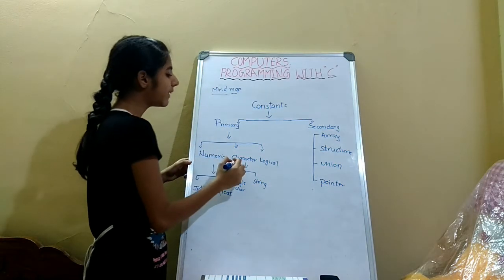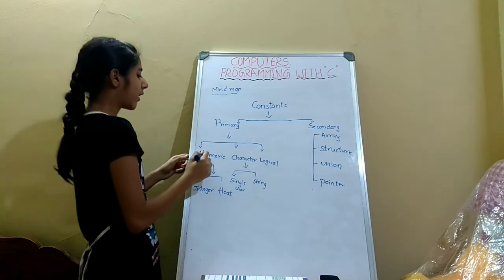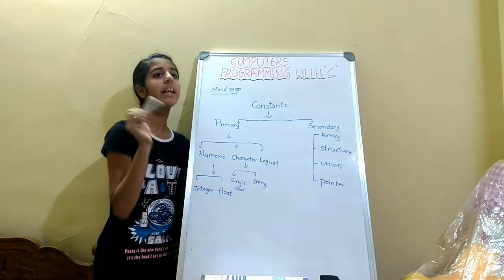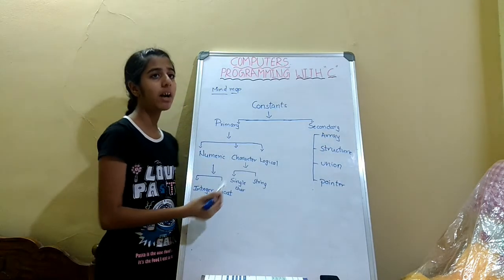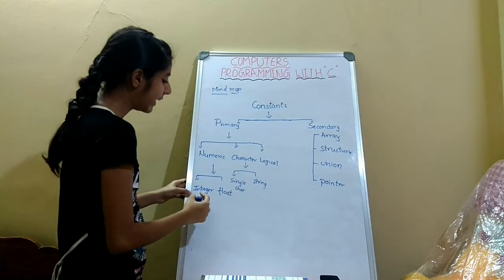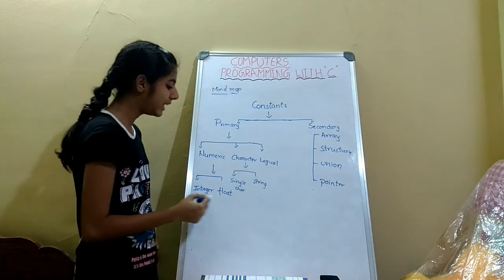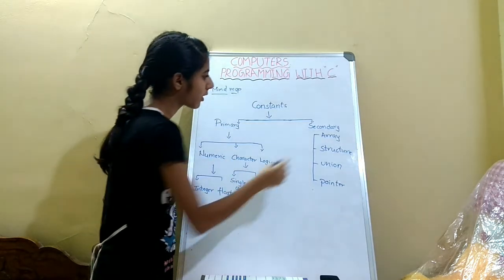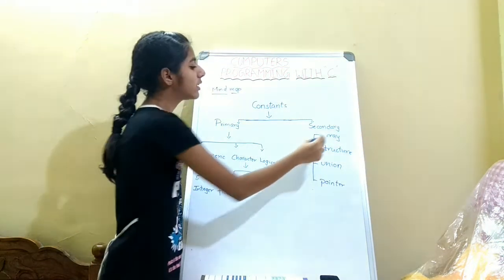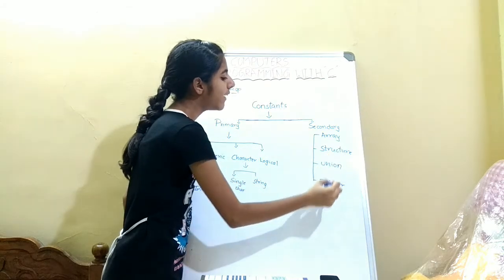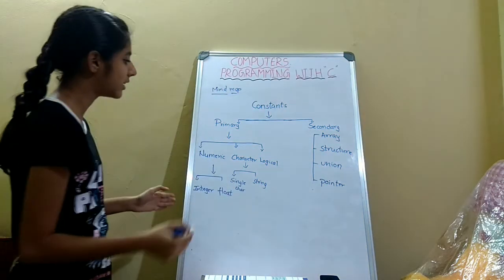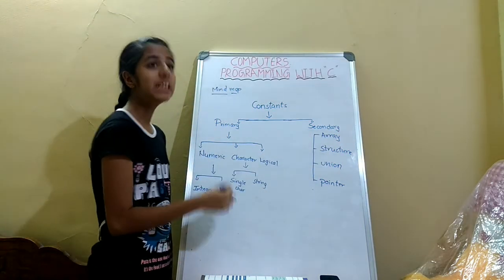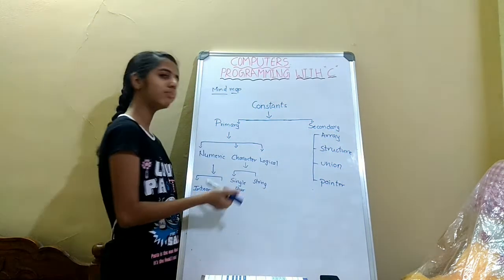In primary, numeric, character, logical. Numeric, integers and float. These are all among the 32 built-in keywords. We already explained. In numeric, we use integers and float. In character, we use single char and string. In secondary, we use array, structure, union, pointer. This is the mind map of constant. These all are among the 32 keywords which we use in the C programming.